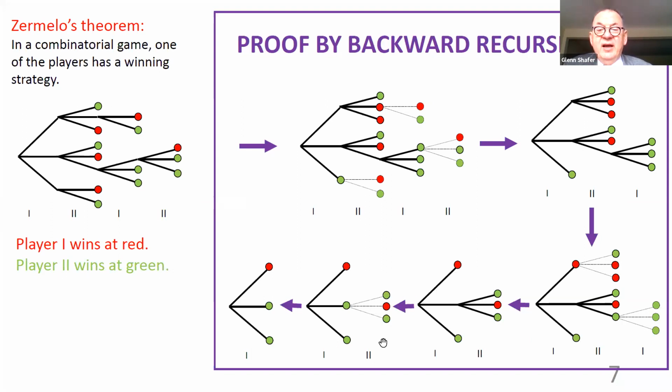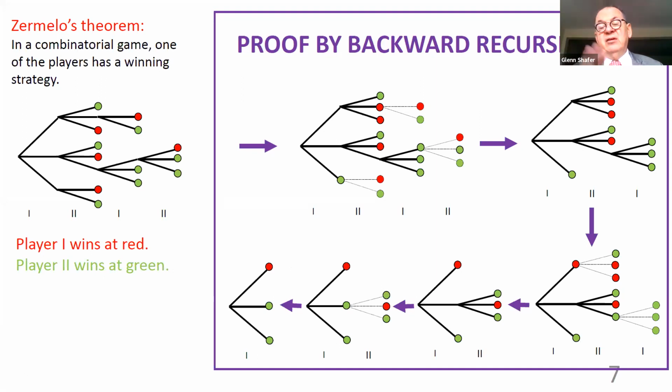And then we take the next step and we get down to this tree where player 1 has got to decide to go in a direction where red wins, that is where he wins, or where green wins, which is player 2. So he's going to choose to go to the red. So player 1 has a winning strategy.